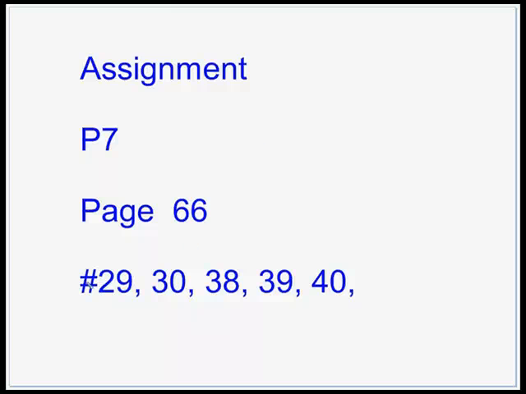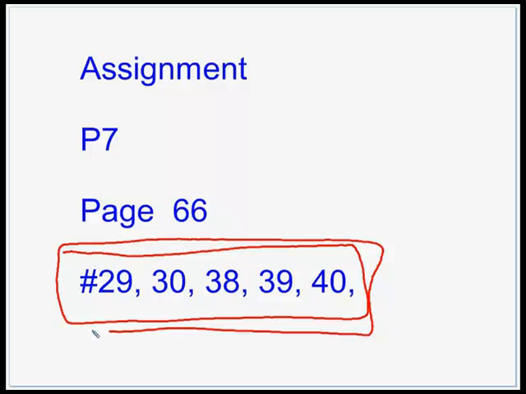Alrighty, the assignment for this section is very similar to what we just did. These 5 problems on page 66. That will wrap up Chapter P, so we're going to have an upcoming test on those last 3 sections. I believe it was P4, P5, and P7, as we skipped P6.